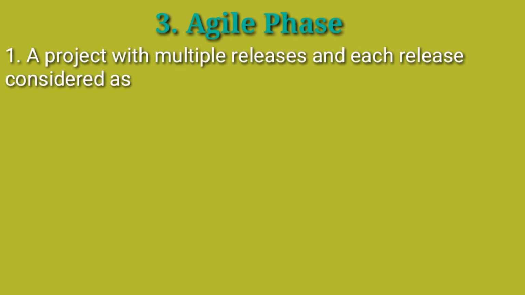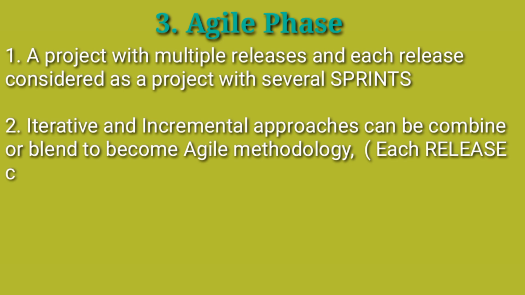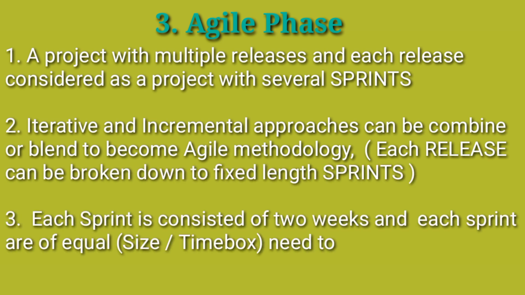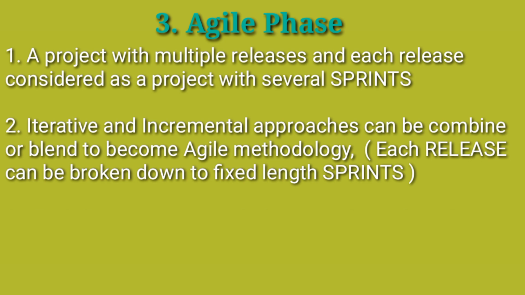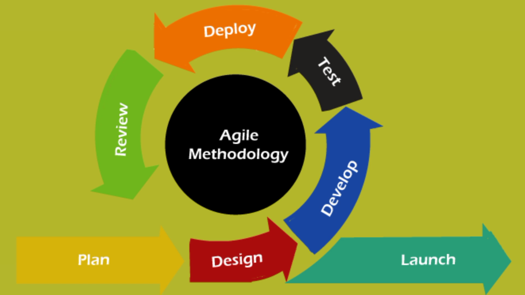The Agile phase is the combination of the incremental and iterative approach. In Agile, a project consists of multiple sprints and each sprint has 2 weeks of duration or equal size time box. You can easily understand by seeing the picture. In the Agile methodology, there's design, develop, test, deploy, review, plan, and then launch.